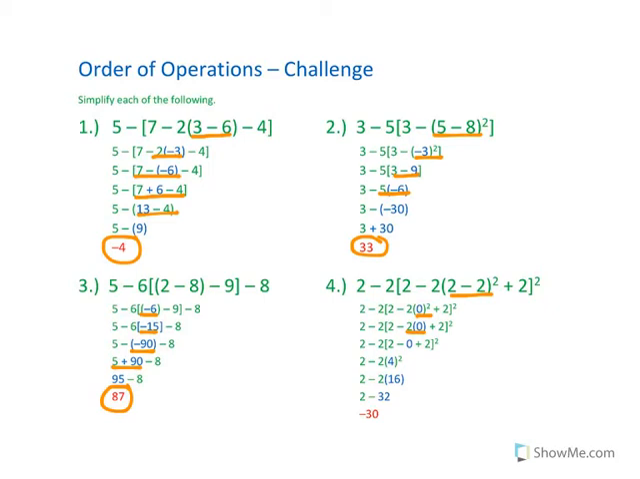So then I'm going to go left to right. 2 minus 0 plus 2 is a 4, which I'm going to square and get 16. 2 minus 2 times 16. 2 minus 32. Negative 30. How did you do on that one?